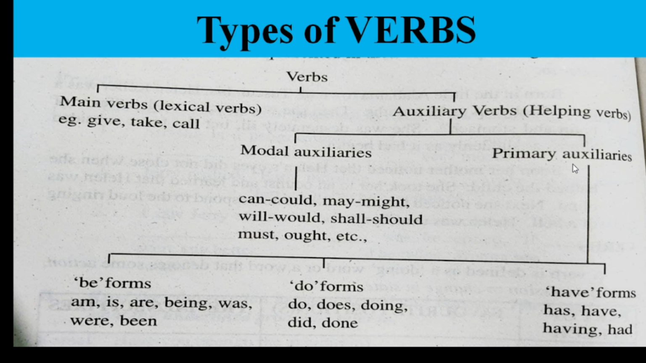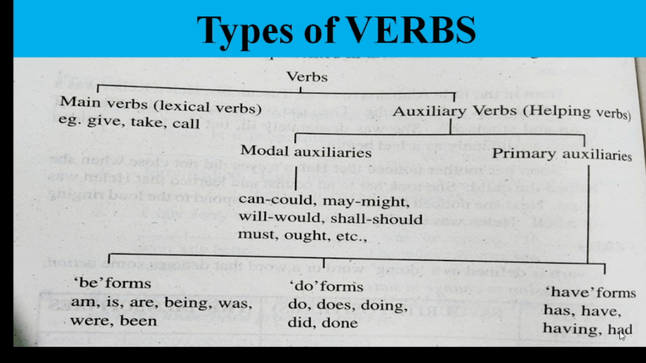When it comes to the primary auxiliaries, they are subdivided into three types: be forms, do forms, and have forms. What are the be forms? Am, is, are, being, was, were, been. These are called be forms. If you look at the do forms: do, does, doing, did, done. These are the group of do forms. Have forms are has, have, having, had.